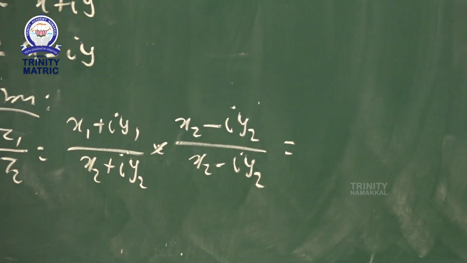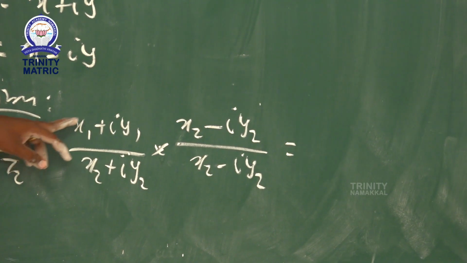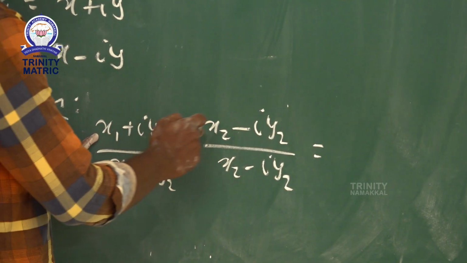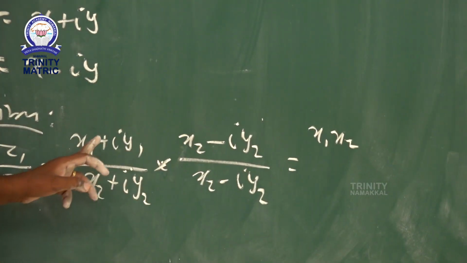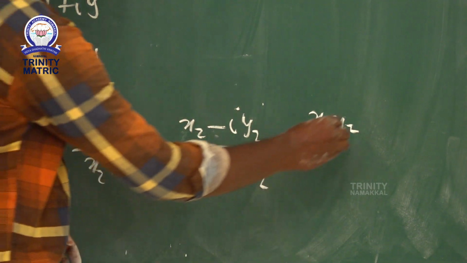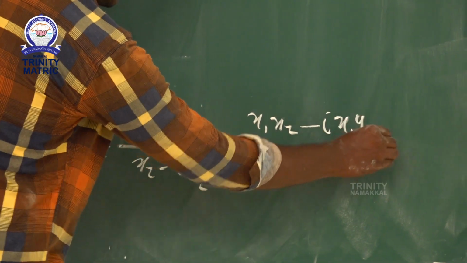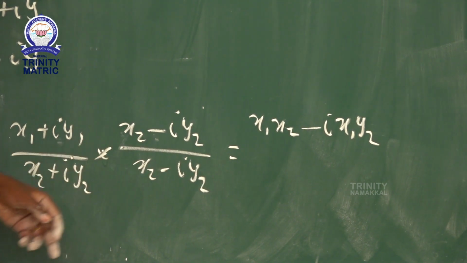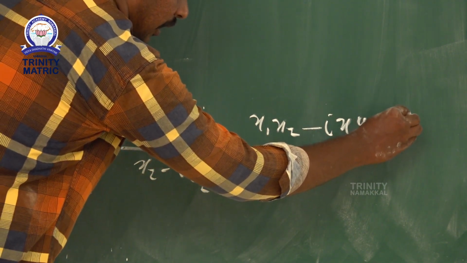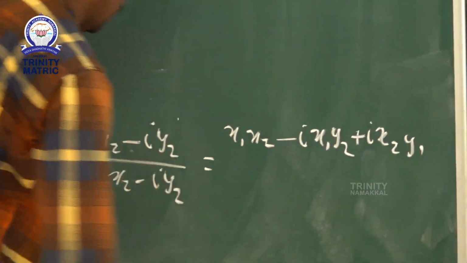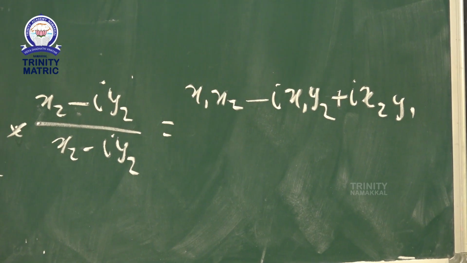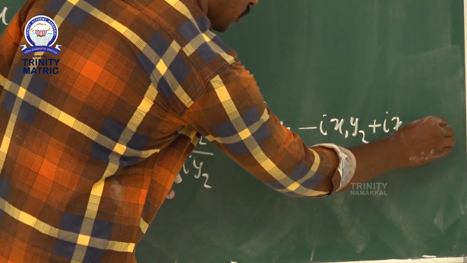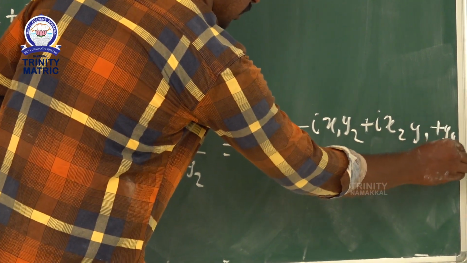So next step, the numerator is the same multiplication of the terms. So x1 plus iy1 into x2 minus iy2. Can be multiplied separately: x1 into x2 is the first term. Next x1 into minus iy2, so minus i into x1 y2. Next iy1 into x2, both are positive terms, so plus i into x2 y1. Next the last two terms, iy1 into minus iy2. So i into i squared, here also minus, so plus y1 into y2.